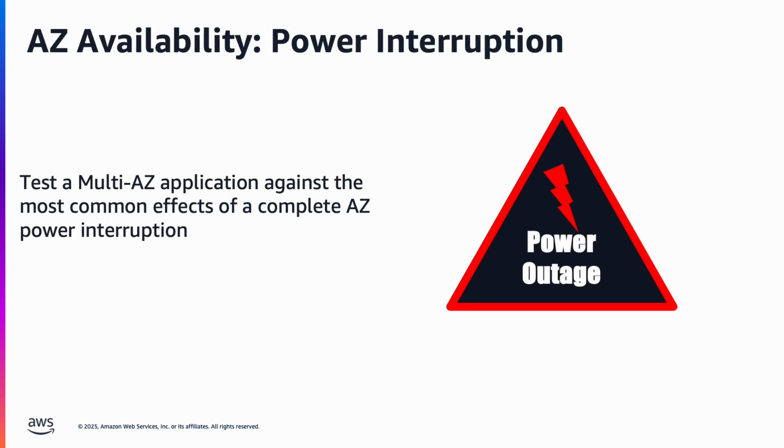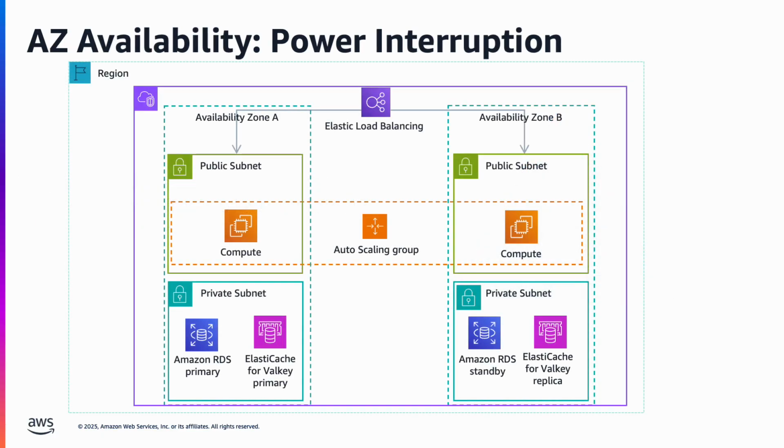Okay, now let's look at an example of fault injection. For a system configured with multi-AZ, we can inject a fault that simulates a power interruption in one of the AZs. The following is a typical multi-AZ architecture. Using AWS FIS, we will inject a power outage fault in one of the availability zones.